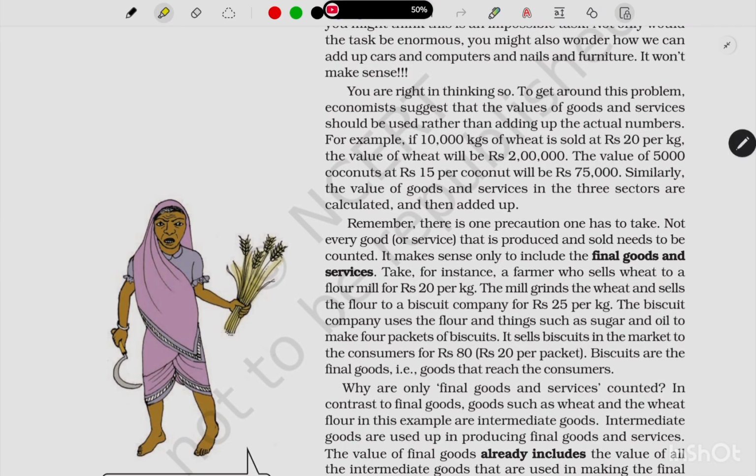To get around this problem, economists suggest the values of goods and services should be used rather than adding up the actual numbers. So, for example, 10,000 kilograms of wheat is sold at 20 rupees per kg, then the value of wheat will be 2 lakh. The value of 5,000 coconuts at rupees 15 per coconut would be 75,000. Similarly, the value of goods and services in the three sectors are calculated and then added up.